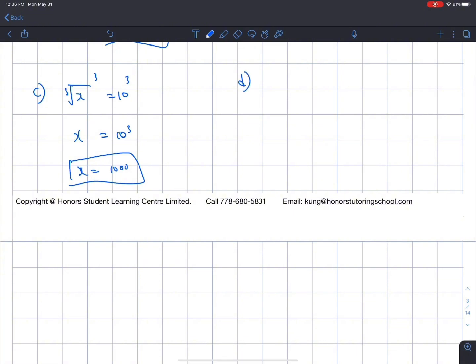D. The cubic root of x equals 7. We raise both sides to the power of 3. So cubic root and the power of 3 cross each other out. We get x equals 7 to the power of 3. And 7 to the power of 3 is 343.